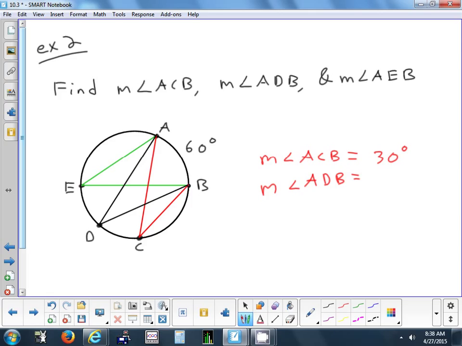ADB. Yeah, that's also 30. This time, D is the inscribed angle. Look at the two lines in black. The intercepted arc is AB. It's the same as the intercepted arc for the two lines in red.